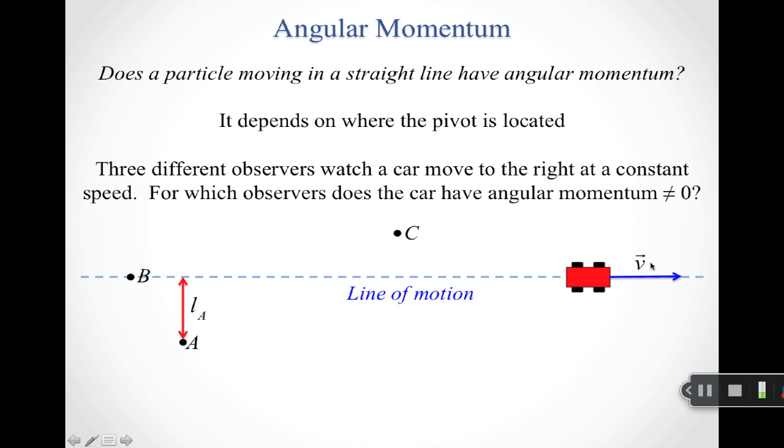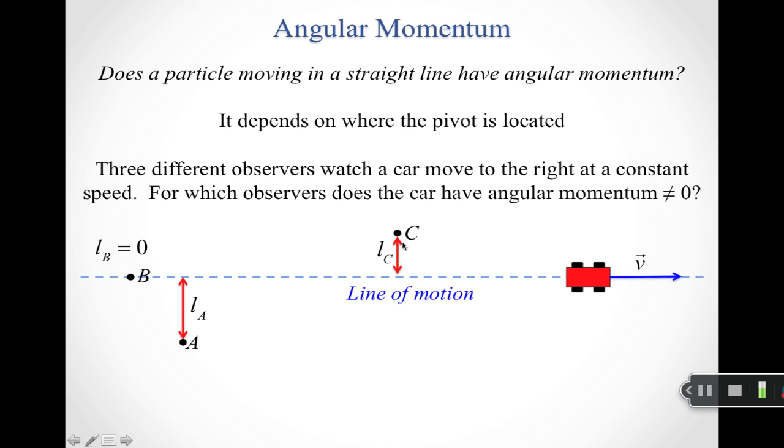So it would be mass of the car times speed of the car. That's the same for all three observers. A has this perpendicular distance to the line of motion. So mv times this L would give me the magnitude of the angular momentum as measured by an observer at A. For B, I notice that the line of motion runs through point B, so for the observer at B, that perpendicular distance happens to be 0. So for an observer sitting at B, that observer would basically say that the car has no angular momentum.